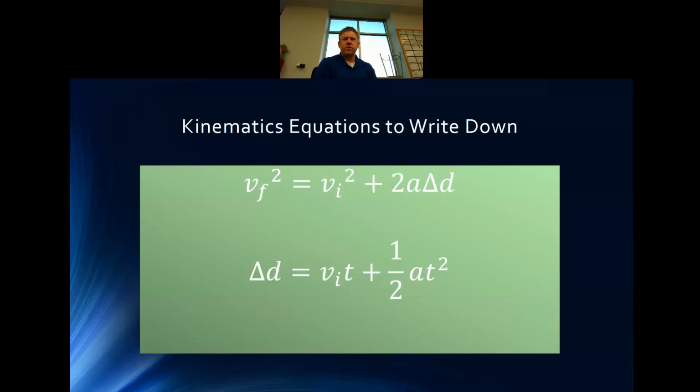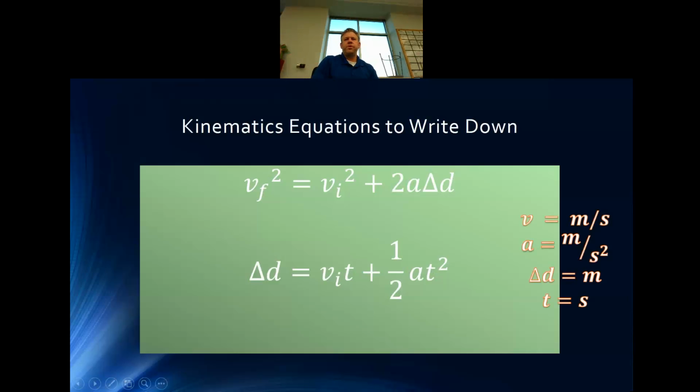So there again, there's your VF squared equals VI squared plus 2A delta D. Then delta D equals VIT plus 1/2 AT squared. So make sure you have those written down somewhere. Obviously, if you're in the classroom, they're going to be up on the front board. If you're not in the classroom, then you want those somewhere in a notebook, circled, starred, highlighted, or written in a different color font, something like that, okay?